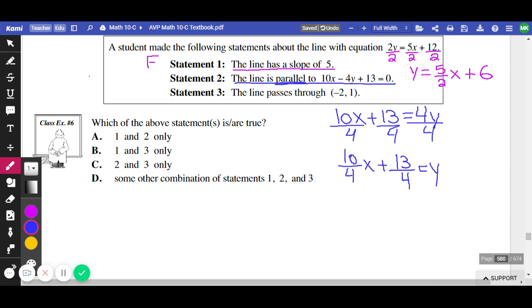We were looking for something that's parallel to the purple line. If you look at their slopes, they currently are not the same. 5 over 2 and 10 over 4 do not look alike. I think the best way to do it is to compare their decimals or reduce the fractions. 10 over 4 can reduce. If you put it in your calculator, it equals 2.5, and you hit math frac, it'll tell you it's 5 over 2. If you put the purple one in your calculator, 5 over 2 equals 2.5. They both have the same decimal value. That means they are the same. It means they are parallel. Statement 2 is true.